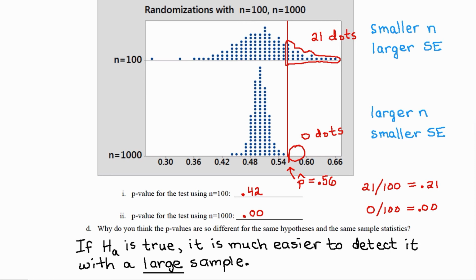If the alternative hypothesis is not true, then it doesn't necessarily mean that it's going to be more likely to get significance. What will tend to happen is if the alternative hypothesis is not true and the null hypothesis is true, then as your sample gets larger, you're going to see your sample statistic drift closer to that null value. So it's not necessarily a freebie that we're going to get significance. It just means that if there is a difference, it's much easier to detect it with a large sample than with a small sample.